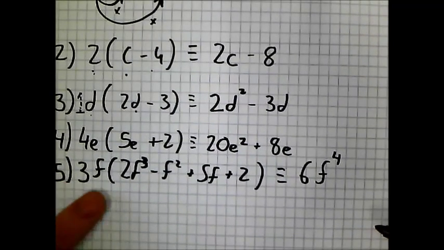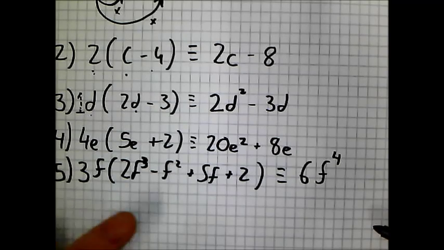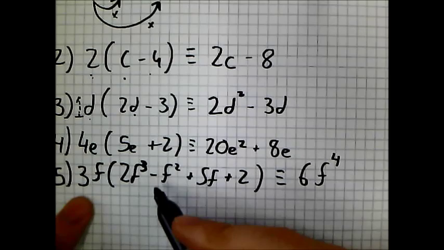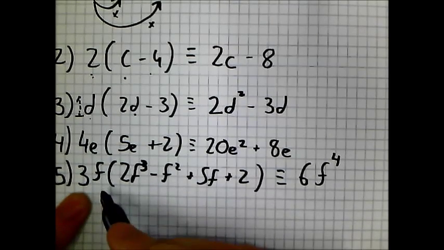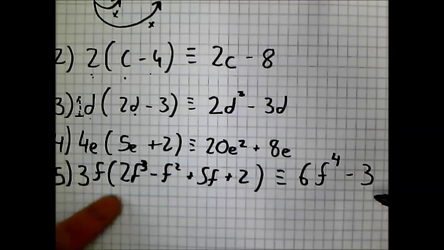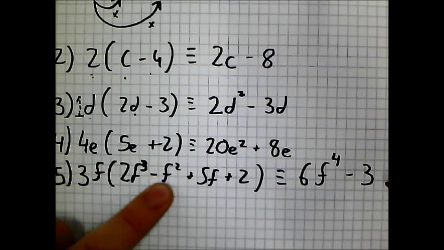You've then got 3f multiplied by negative f squared. So multiply the number first. There's an invisible 1 next to here. So 3 times negative 1 is negative 3. f times f squared, that's f multiplied by itself 3 times. That will be f cubed.